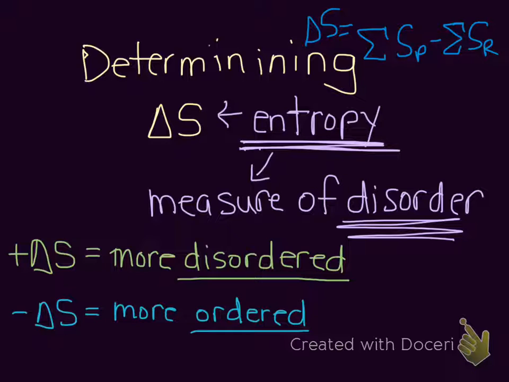So, entropy is a measure of disorder, and the universe in general tends to favor disorder. So the whole universe is increasing in entropy. And so if you have a positive delta S, it is more disordered. And if you have a negative delta S, it would actually be more ordered.